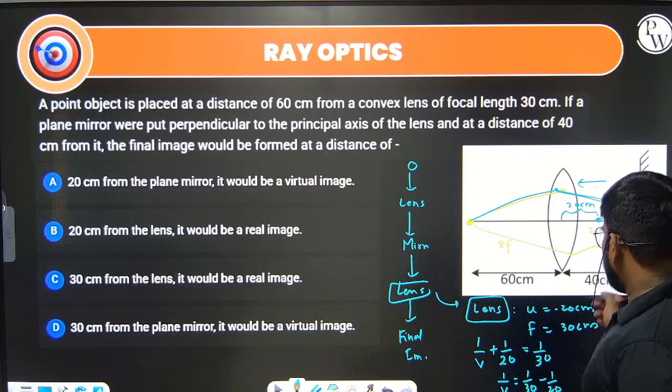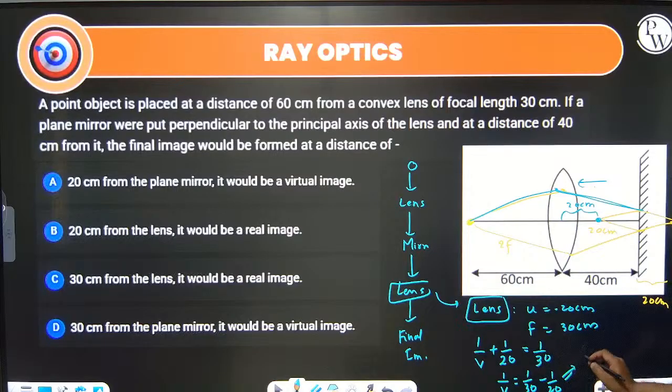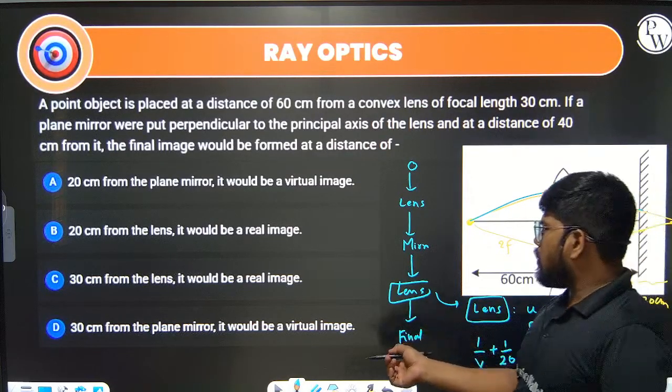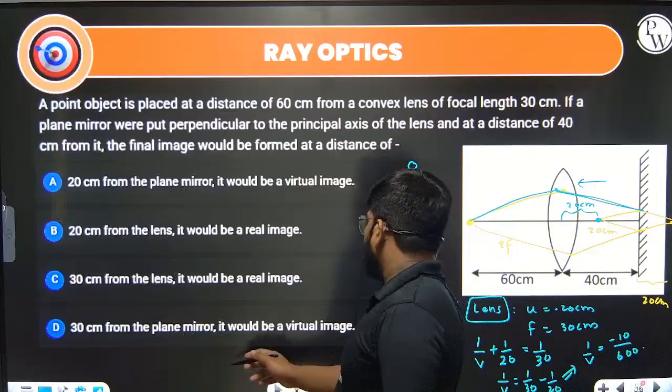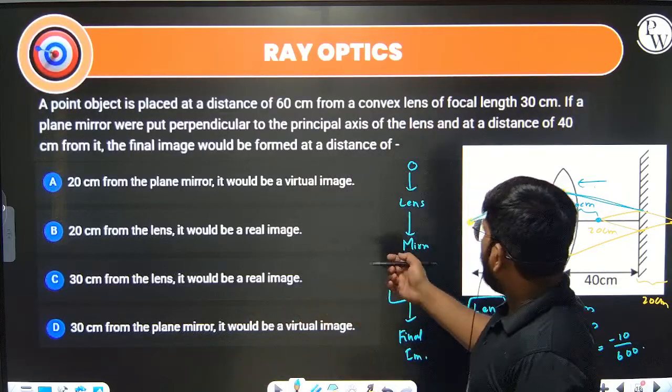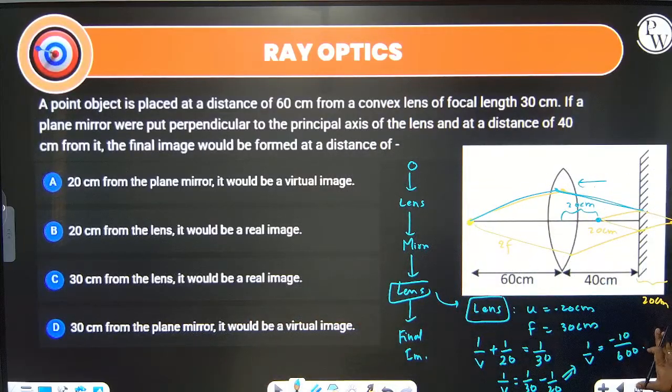So once again, let us calculate it here. What will be coming out? 1 by v is equal to minus 10 by 600. Right. So what is the answer we should be getting? We want to calculate the distance from the mirror, and they are also asking to find whether it is real or virtual. So what will be coming out here? We got the focal length. We'll just solve it on the next page as well.